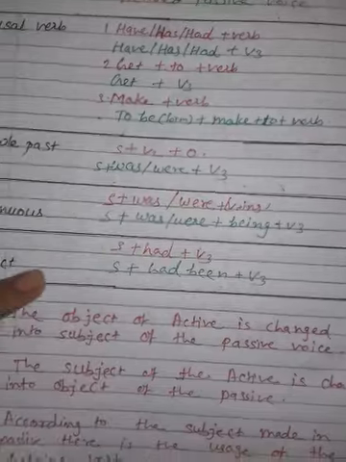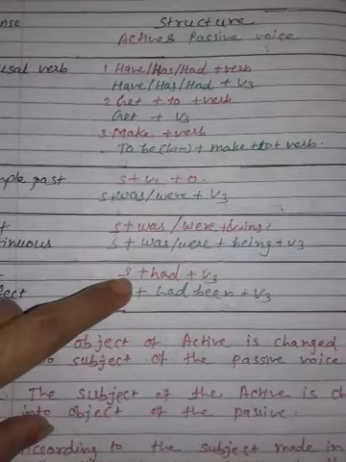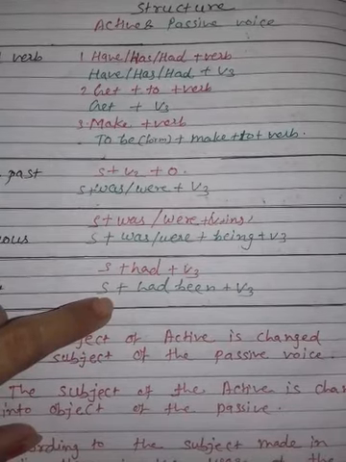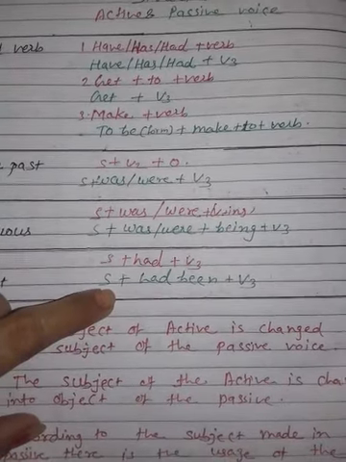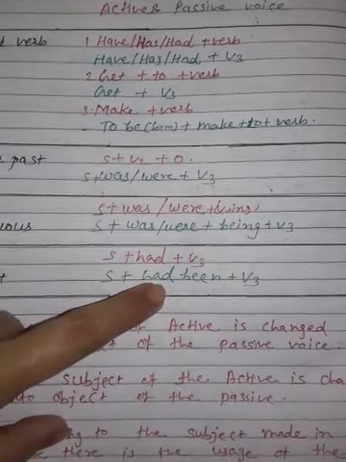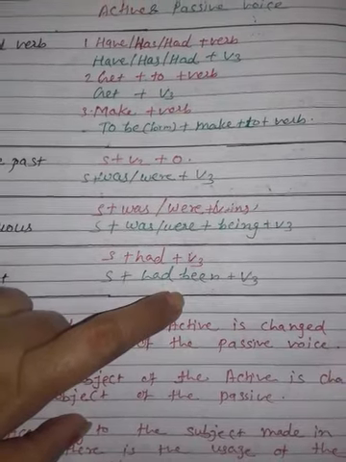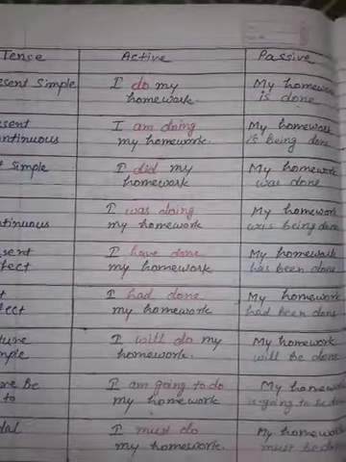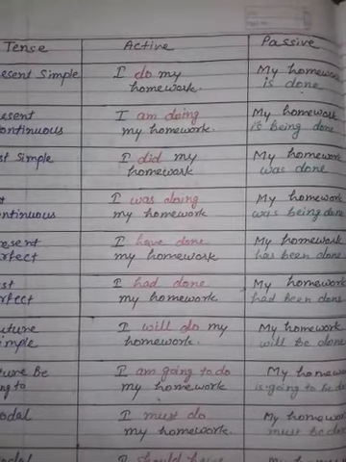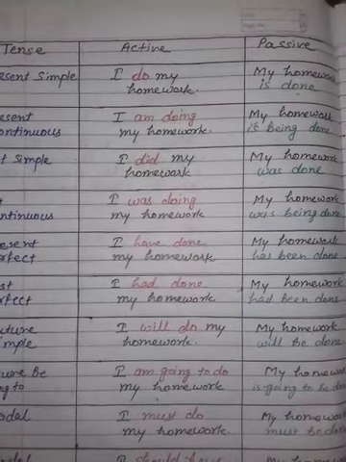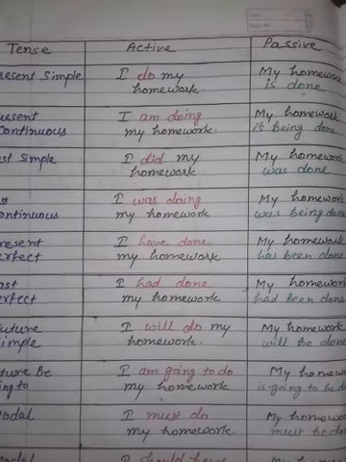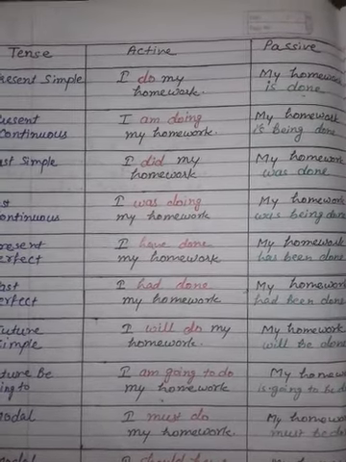Okay, now we talk about past perfect: subject plus had plus v3, but when we change into passive voice, you have to use had been. Here you can see I have taken one example and changed it into every tense and into passive voice.